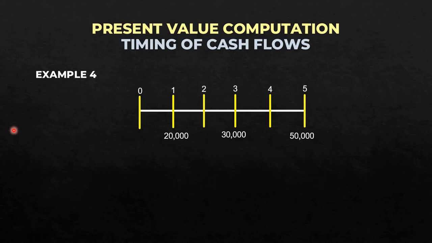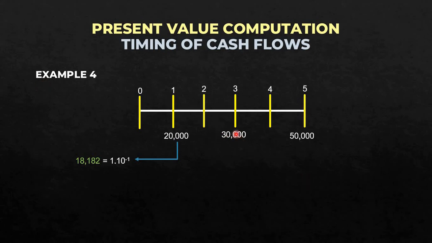So unahin natin yung 20,000 pesos. So using the same formula again, so etong 20,000 pesos, syempre, bago natin ma-receive to, dadaan ng isang compounding period. Kaya ang formula natin to get the present value of 20,000 pesos is 1.10 raised to negative 1. At ang sagot dyan is 18,182 pesos.